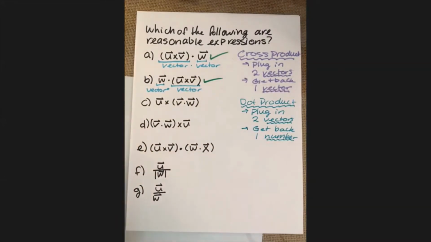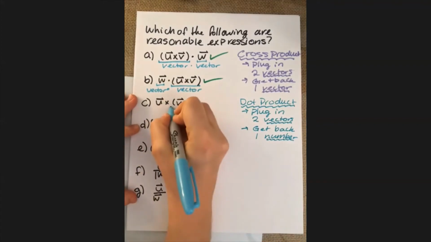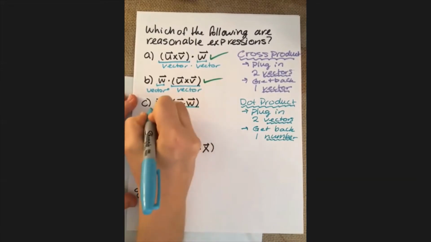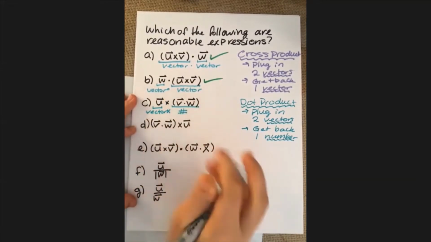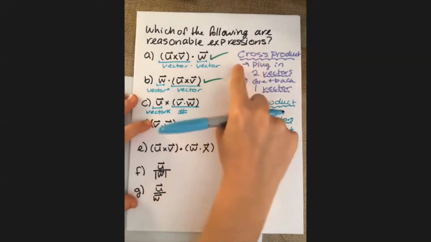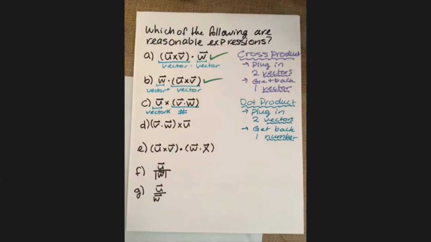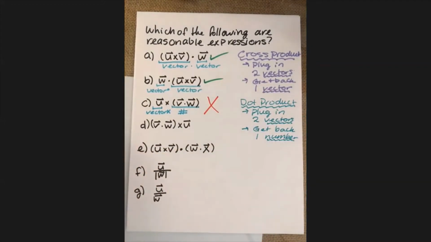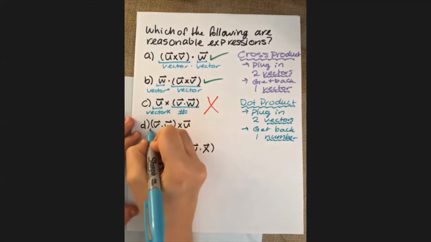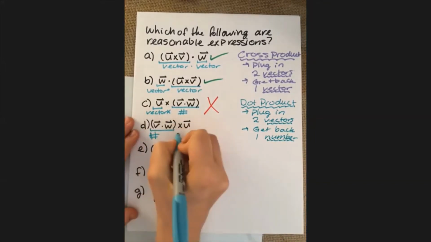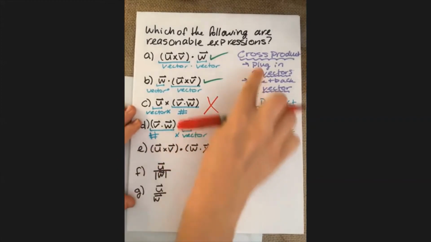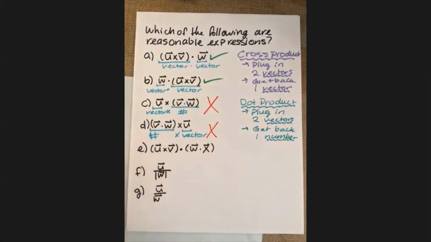Our next one, though, might be a little bit of a different story. Because right here, our dot product, what we're going to get out of that is just a number. But we're still trying to cross that with a vector. And we aren't able to take a number crossed with a vector. Cross products require two vectors in order to be able to get anything out of it. So this is not a reasonable expression. Similarly, this right here gives us a number back, because dot products give us numbers. And we're still trying to cross this with a vector, which we can't do because cross products take two vectors. So this is not a reasonable expression.